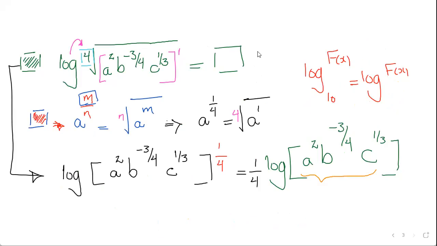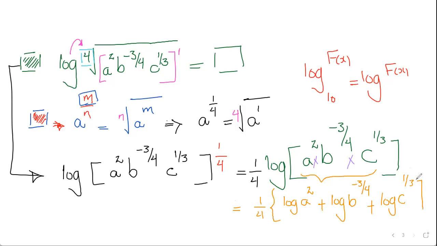What I'm going to do, I'm going to rewrite it like that. It becomes 1/4 log of a squared. Look, guys, everything here is multiplied. A squared is multiplied to this, and this is multiplied to this. Plus the log of b to the power -3/4 plus the log of c over 3. You see? From this step to the next step, I use identity number one.